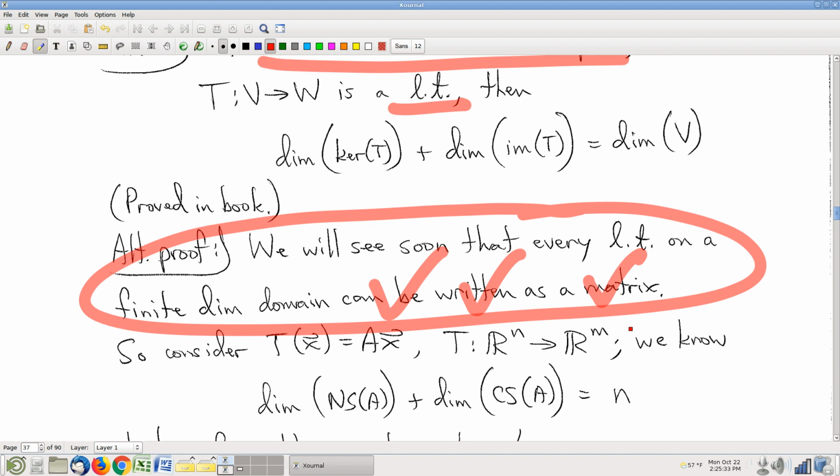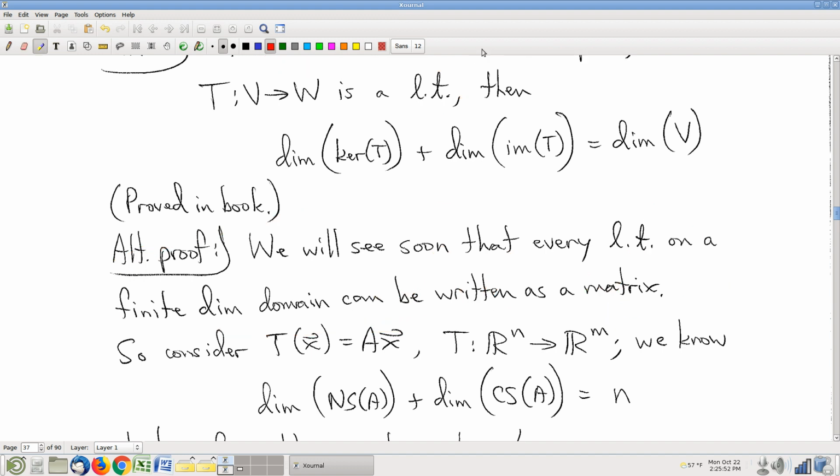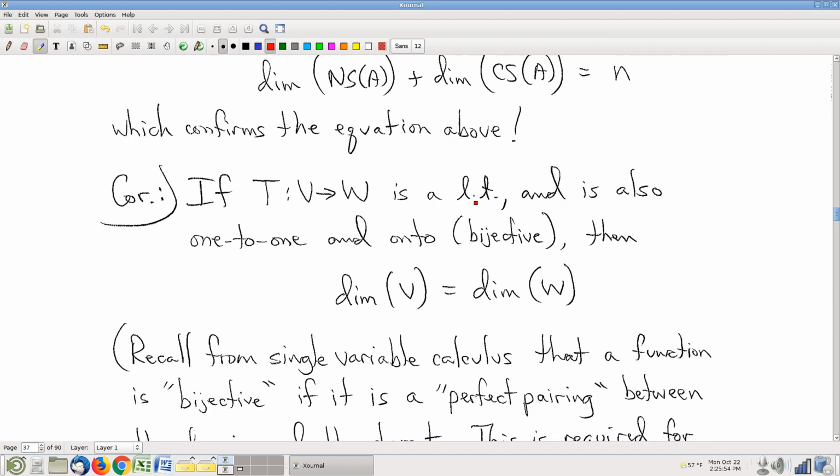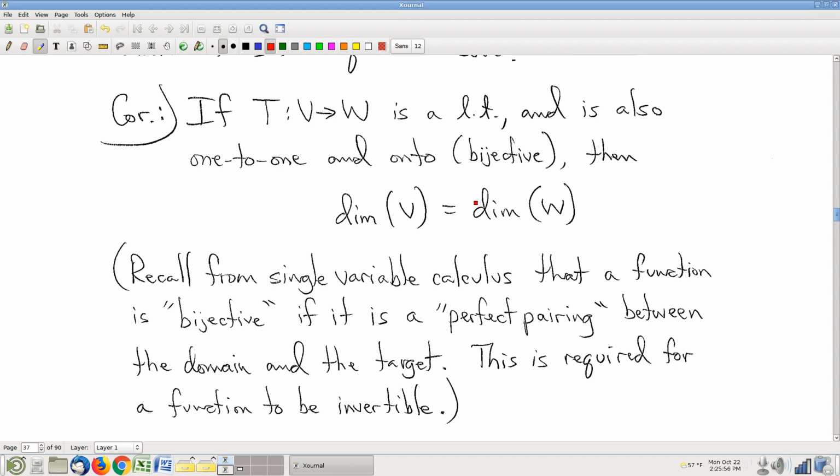Now, I owe you clarity on why it is that every linear transformation on a finite dimensional domain can be written as a matrix. That requires some interpretation. And I'll give that to you in section 5.3. For the moment, let's just work with that and declare this done. Okay. All right. Here's a special case of that theorem.